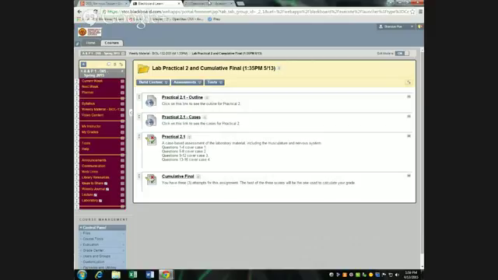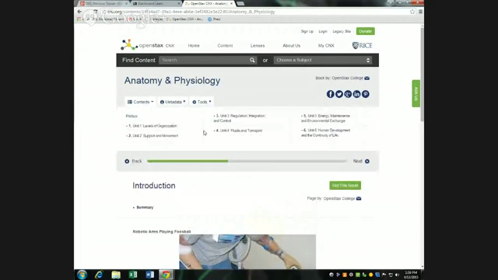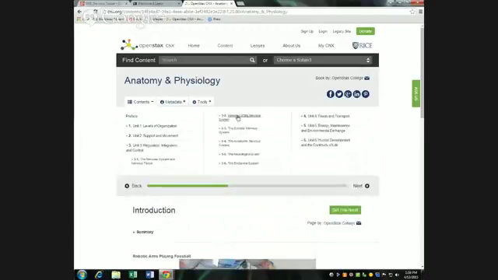Okay. I also want to talk a little bit about what's in the book. So we're starting Unit 3, which is Regulation, Integration, and Control. And there's 6 chapters here. The first 5 are about the nervous system, and then the 6th one is about the endocrine system.